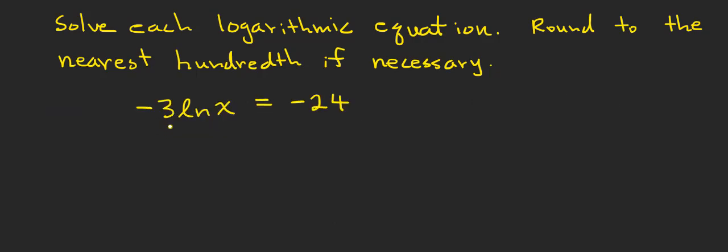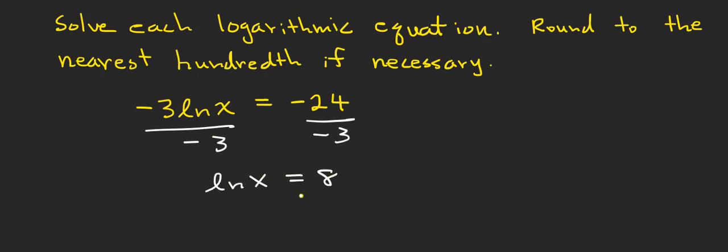So if you have negative 3 natural log of x equals negative 24, in order to solve this, you need to divide both sides by negative 3. So you have natural log of x by itself. And then you exponentiate both sides. So e and natural log cancel out. You get x equals e to the 8. And this is as far as you could go without the calculator.